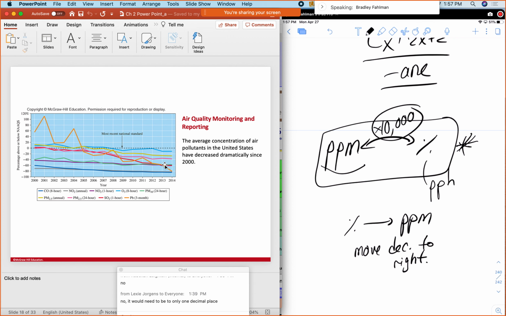Another one, I may put a table or this graph on and ask you to calculate the percent decrease in lead between 2009 and 2014 or something like that. So just extrapolating these values and figuring out what percent decrease it went. Something like that, where I actually show data, could be on there.